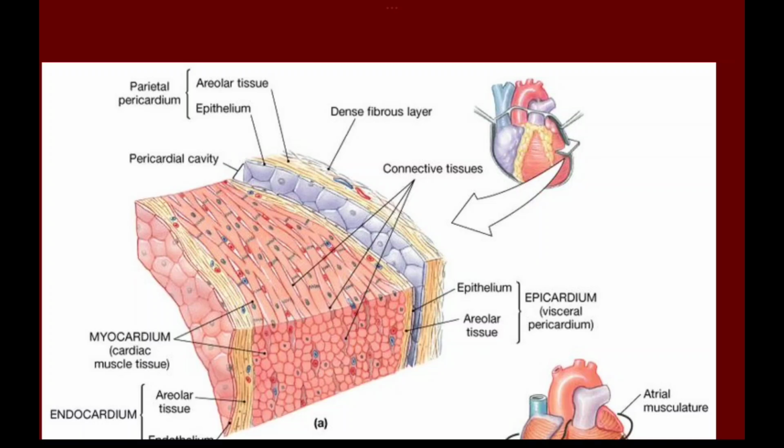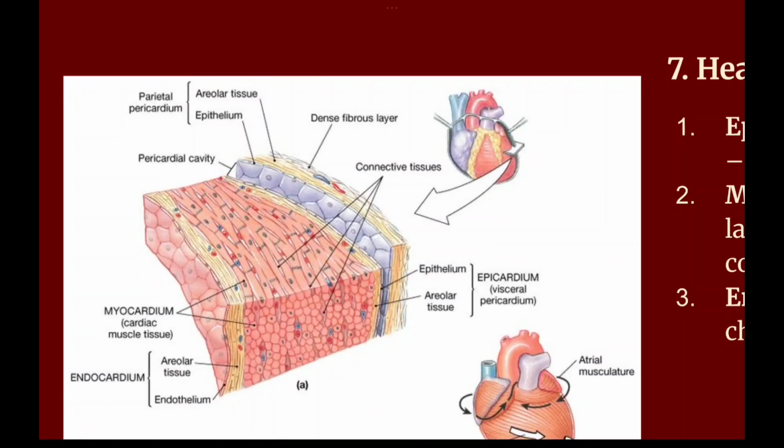Moving to the next one, the myocardium tissue is mostly made up of cardiac muscle tissue. So we have seen that cardiac muscle tissues are the branched type of muscle tissues, and they have striations in them, and they do not relax and are under continuous work. So the myocardium might contain connective tissue in between them also.